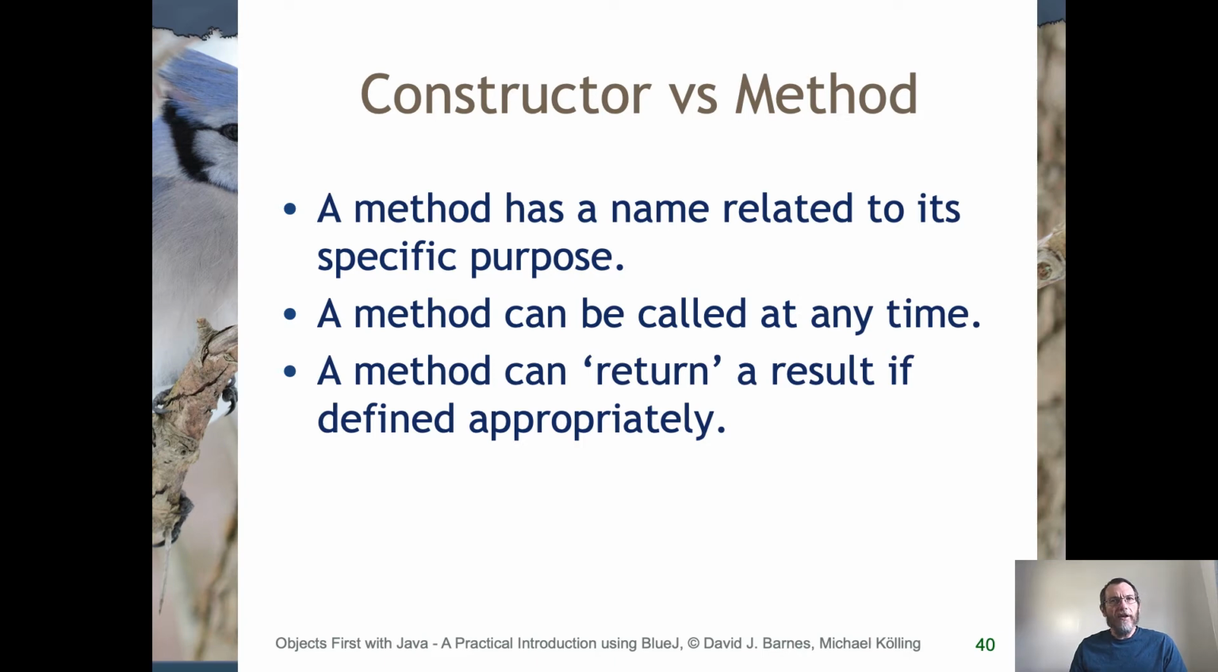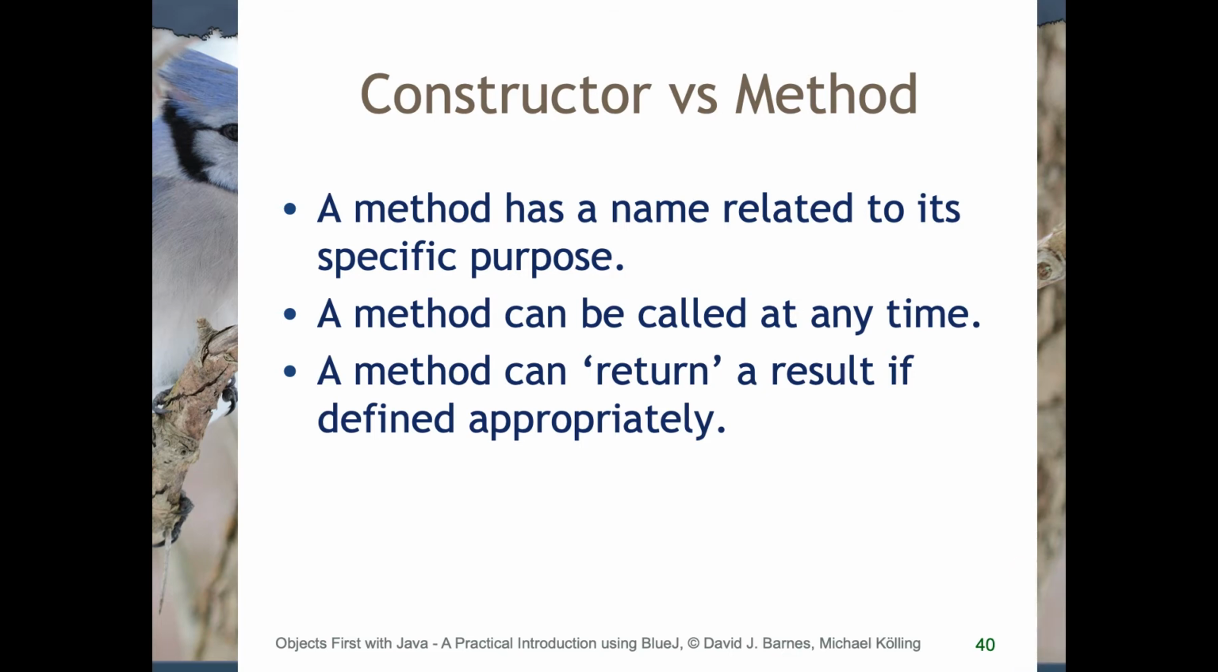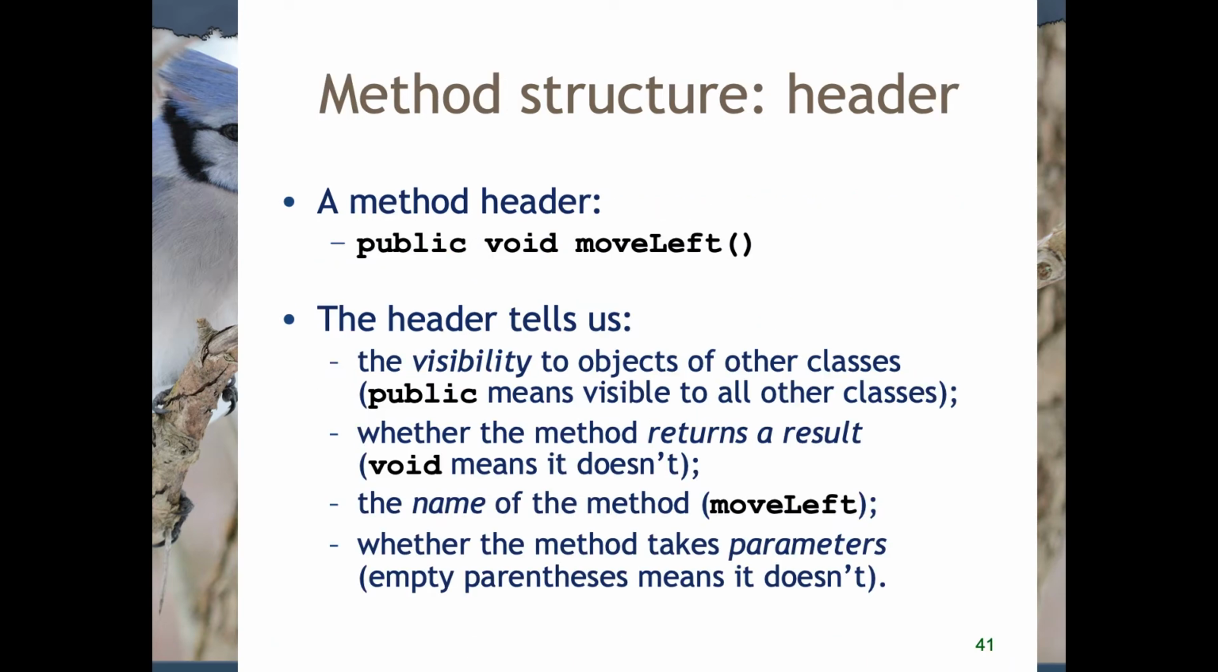And if defined appropriately, and we'll look at what that means in a moment, a method can return a result. So another object can ask an object, please give me some information, maybe calculate something for me and return the answer, or tell me what the value is of this particular instance variable that you're storing. So a method can return a value if defined appropriately. So let's now begin to look at the source code structure for methods in Java.